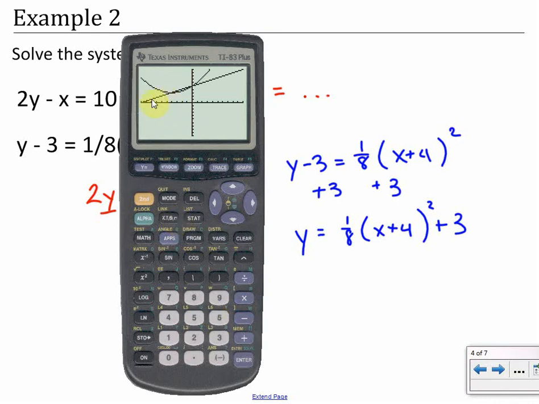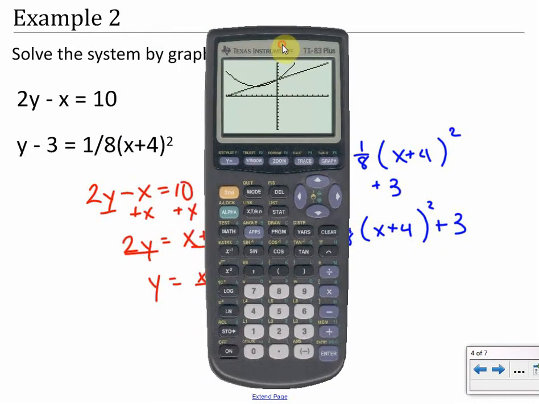And you'll see that my two equations here, this is my first equation, 2y minus x equals 10. That's a line. And then my second equation is this parabola, y minus 3 equals 1/8 x plus 4. So now I need to figure out where these two points intersect. So you have a couple different options here.